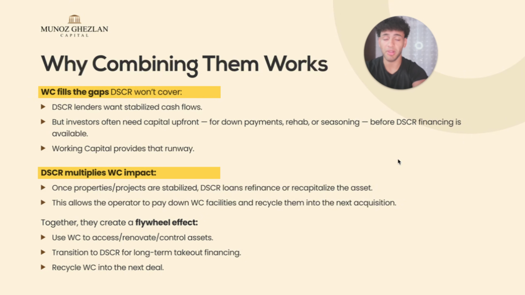DSCR loans also multiply working capital's impact. Once properties and projects are stabilized using working capital loan debt, then maybe DSCR loans refinance or recapitalize the asset. In most cases, that's what our most successful clients are doing. So that allows the operator to pay down working capital facilities and recycle them into the next acquisition, which creates a flywheel, and that's what allows you to scale. So you use working capital to access properties, access new deals, renovate projects, and control assets, and then you transition into DSCR for longer term takeout financing. You then recycle your working capital back into the next deal, and you're off. You have your wheel spinning and you're rolling.